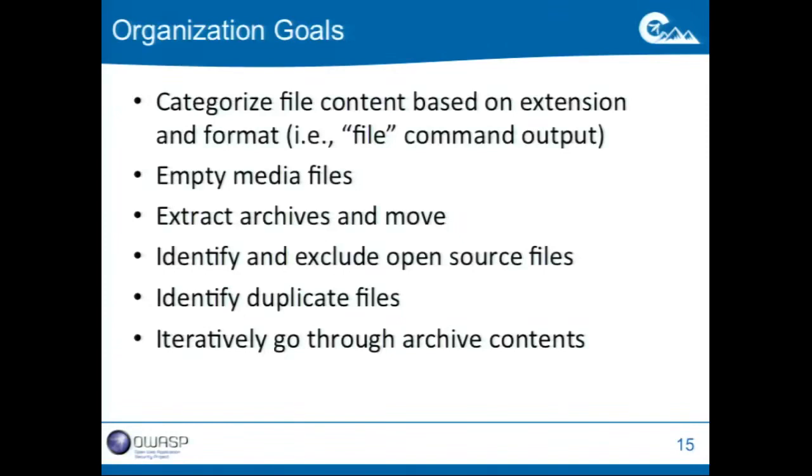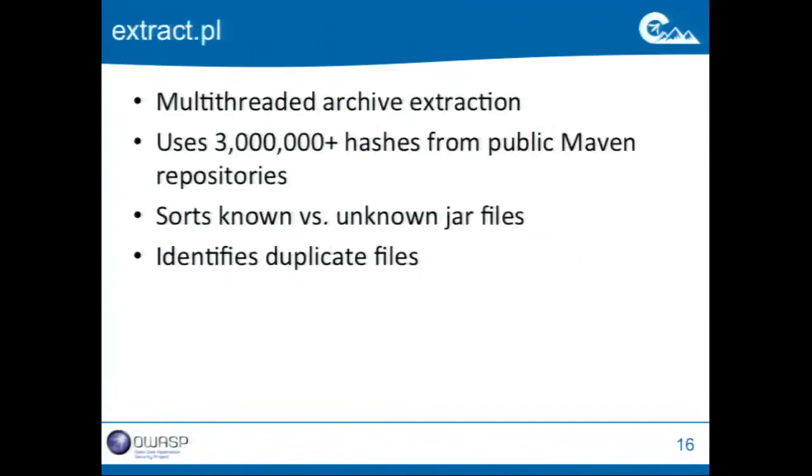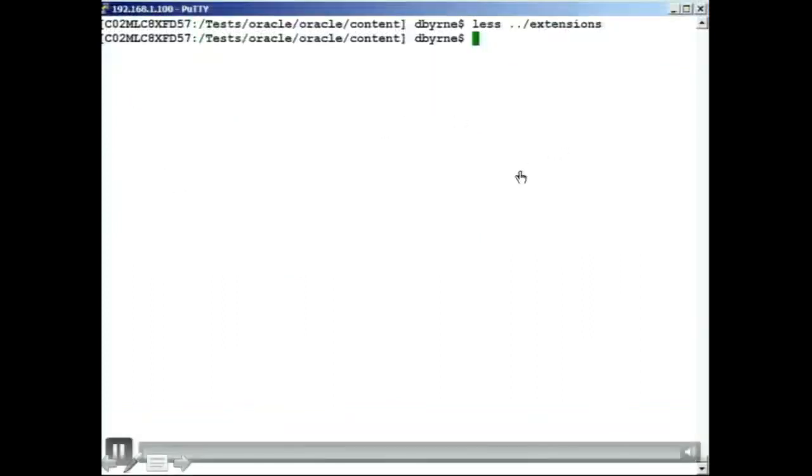So there's going to be a lot of WAR files and EARs and JARs and whatnot. Being able to see what's inside of those and do text analysis against them is critical. There's a lot of different ways you can do that. I wrote a script that I use on projects called extract.pl. It's a Perl script that basically takes care of the things I mentioned on the last slide, uses multi-threaded archive extraction. I have about 3 million hashes from public Maven repositories so that I can identify files that are open source and just exclude those from the analysis. And then it will sort everything out into a directory structure that's more usable.